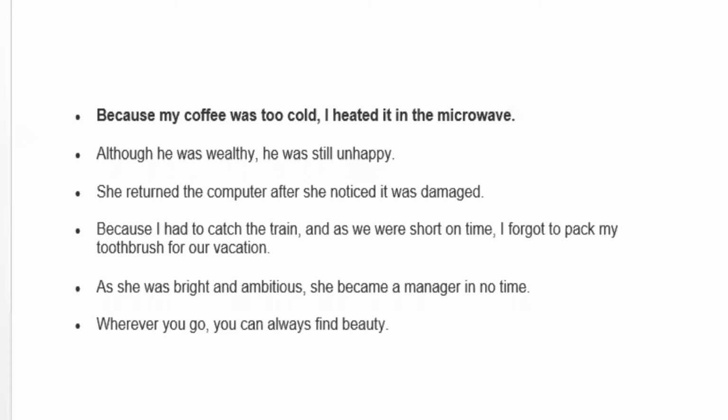Very good. So which is the independent clause? I heated it in the microwave. Excellent. I heated it in the microwave is our independent clause. And so it therefore means because my coffee was too cold is our dependent clause. And our subordinating conjunction is? Because is the conjunction, but the entire phrase because my coffee was too cold is the dependent clause. The word because is our subordinating conjunction.